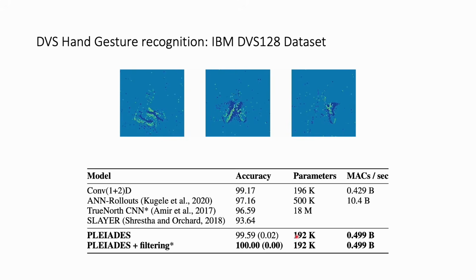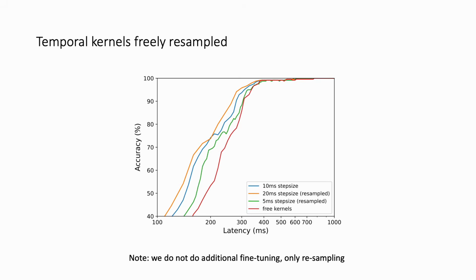And the parameters are also pretty cheap, comparable to some of the lighter ones. And of course, the MACs per second is also pretty cheap. So I think this is pretty good evidence that Pleiades supports both performance and also efficiency. Okay, so the curves you're seeing here actually come from the previous dataset as well, DVS 128.